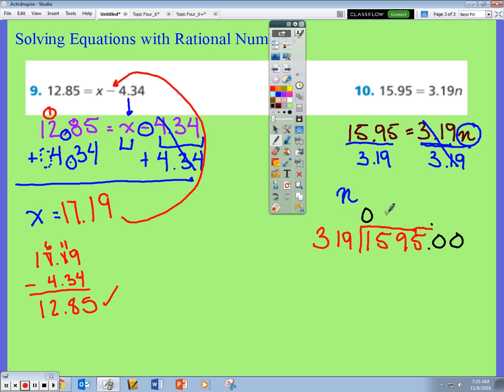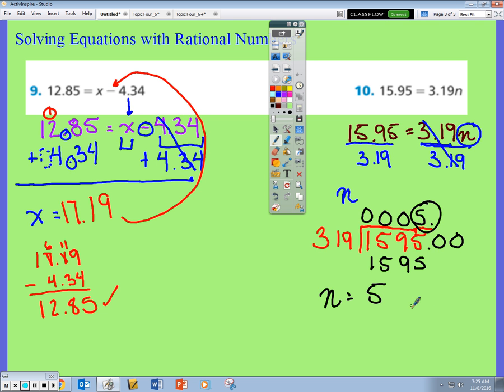Because it won't go into 3. It won't go into 1. It won't go into 15. It won't go into 159. Let's try 5 here. 5 times 9 gives me 45. 5 times 1 is 5 plus 4 gives me 9. And that gives me 15. All right. Hey, I get n is equal to 5.